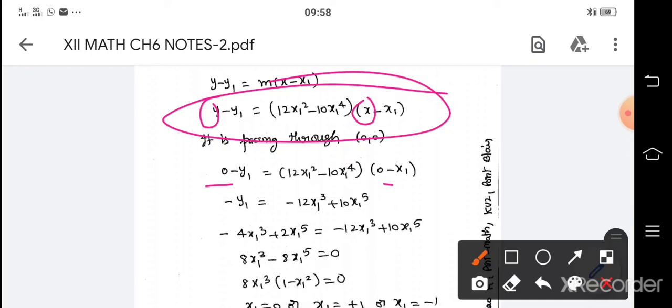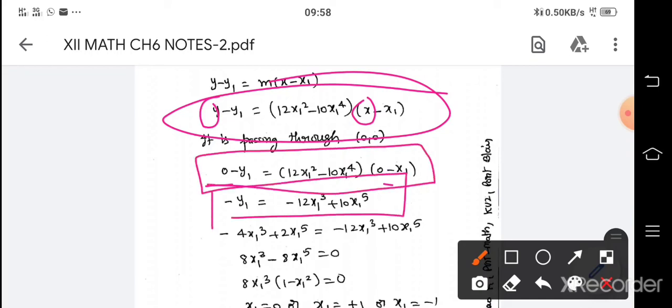Sometimes they give 2, 1. Sometimes they give other points, just substitute the point. Then the equation will come. With this equation you solve for x1 and y1. That is the required point of contact. Afterwards you can find out the slope also. Afterwards you can find out the equation also when you get the point of contact. Everything will be very clear.